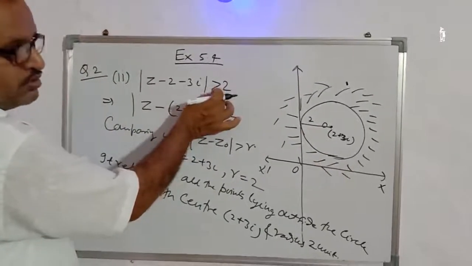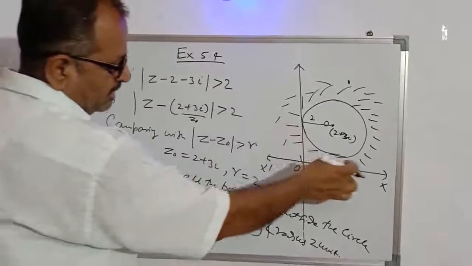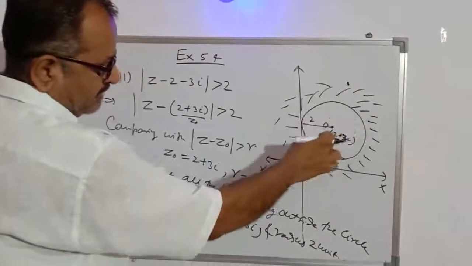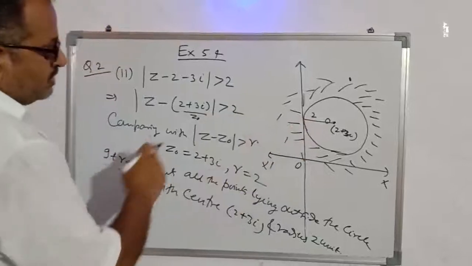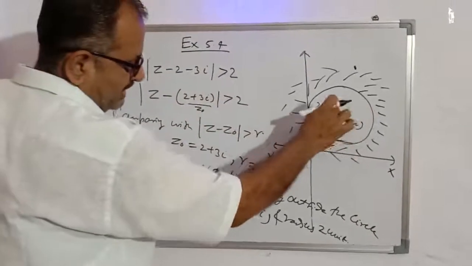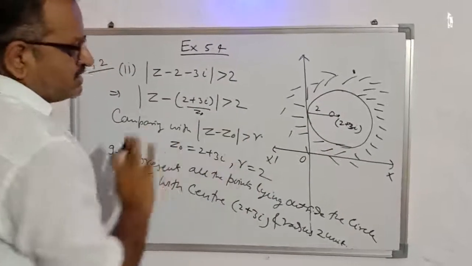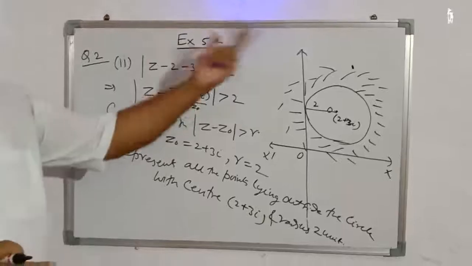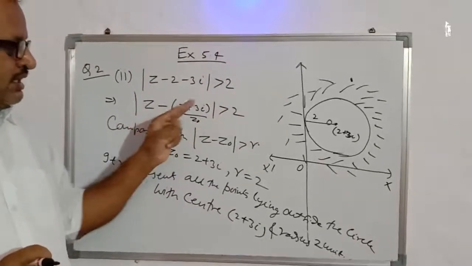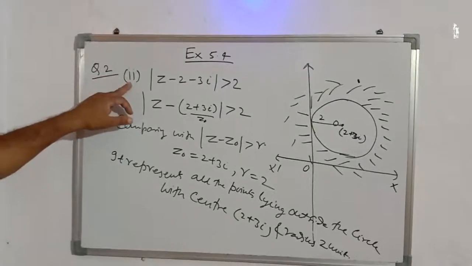Suppose it is equal to 2. It means it represents all the points lying on the circle with center 2 plus 3i and radius 2. Suppose it is less than 2. It represents all the points lying inside the circle with center 2 plus 3i and radius 2 units. Greater than means outside the circle, less than means inside the circle, equal to means on the circle. So that was question number 2, second part.